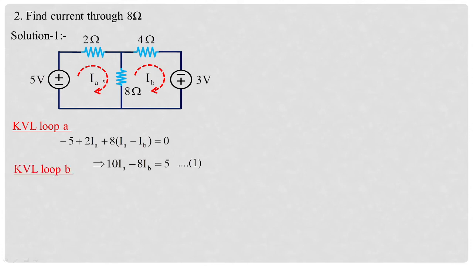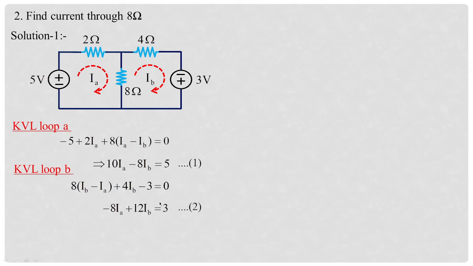Now apply the KVL to loop B. You have 8(IB minus IA), same approach, plus 4IB, same approach. Now in the previous case, you can see plus was assigned at the top and minus was assigned at the bottom, so we have taken plus 3. But here you have minus 3 on the top and the plus symbol is given to the ground. So I'm taking minus 3 as it is, equal to 0.